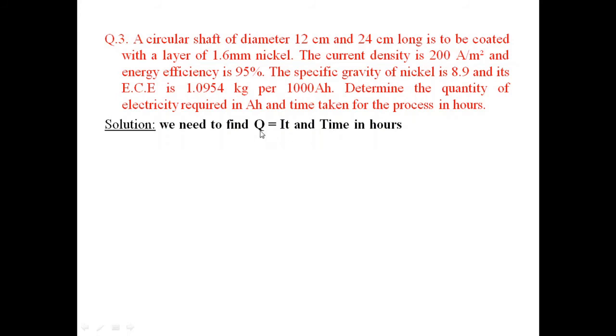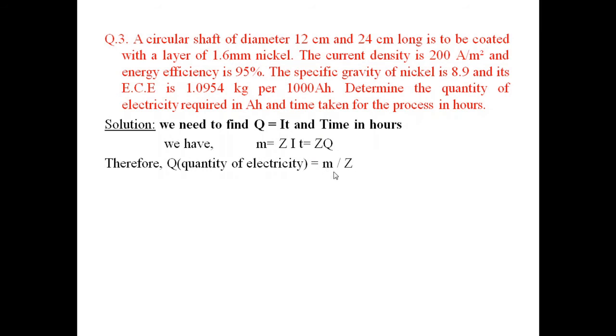T. So to find Q, we have this Q in the mass formula. So we have M is equal to ZIT, where IT is nothing but Q. So we can say that Q is equal to M by Z. So once you find mass and Z, you can find Q. So Z is nothing but ECE of that particular element, that is nickel. It is given here. Now the only question is you need to find the mass.